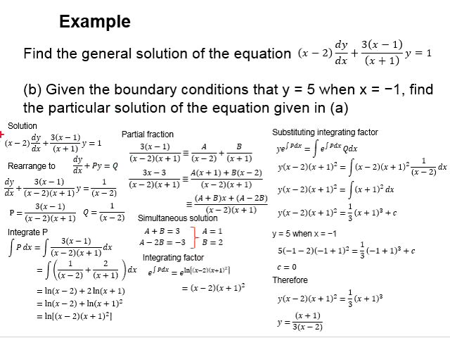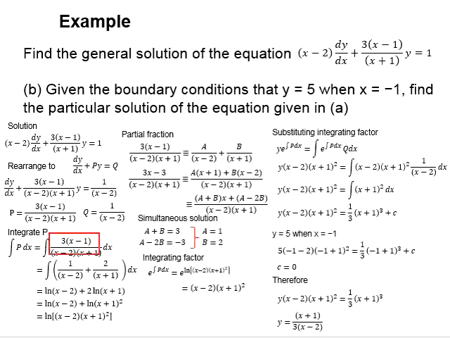This can be done by dividing the entire function here with the x minus 2. That gives you this function. Compare the structures of this function here. You know that P is equals to this, while Q is equals to this, as given here. Now you need to integrate the P here, which gives you this.